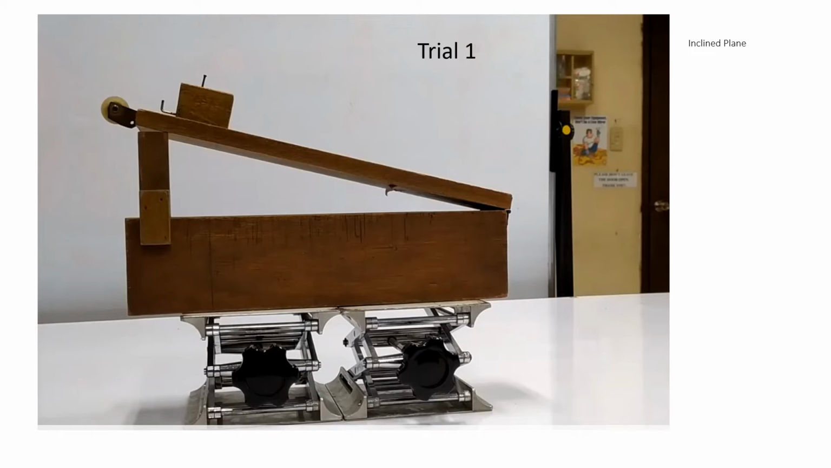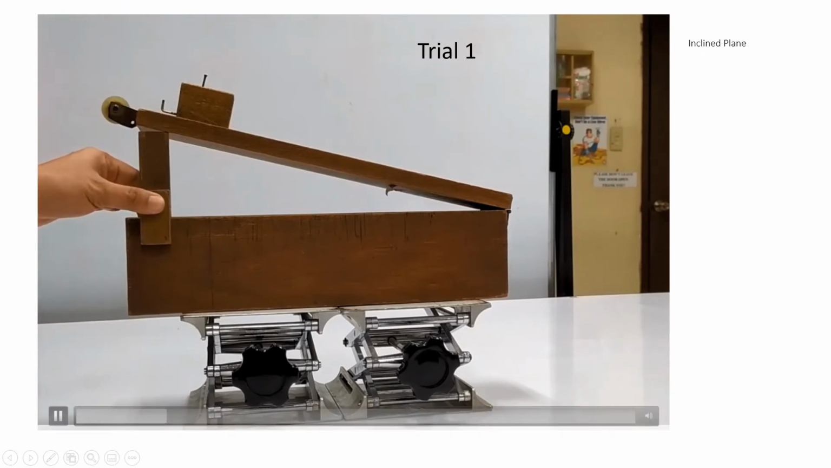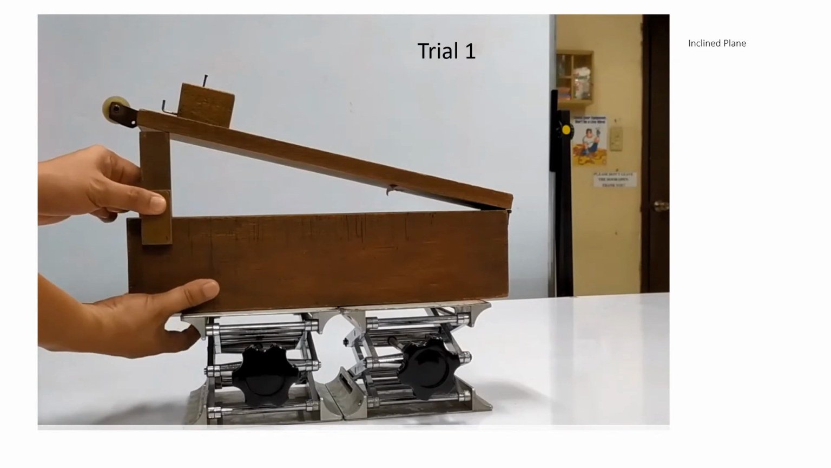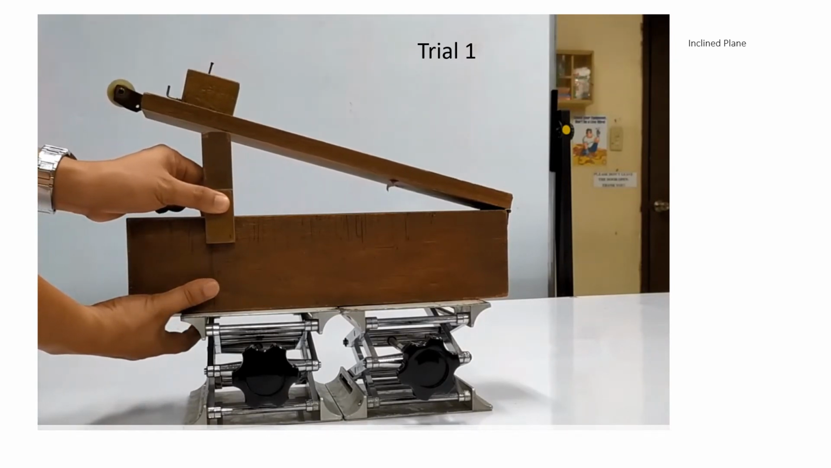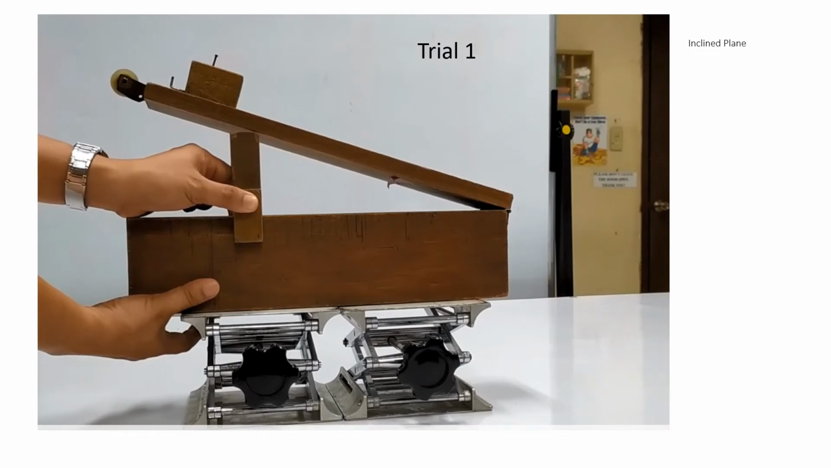Now for part B of the experiment, for trial 1, the setup: the wooden carrier is on top of the surface that is inclined by the slider. Now the slider will be pushed to the right until the carrier starts sliding over the inclined surface.